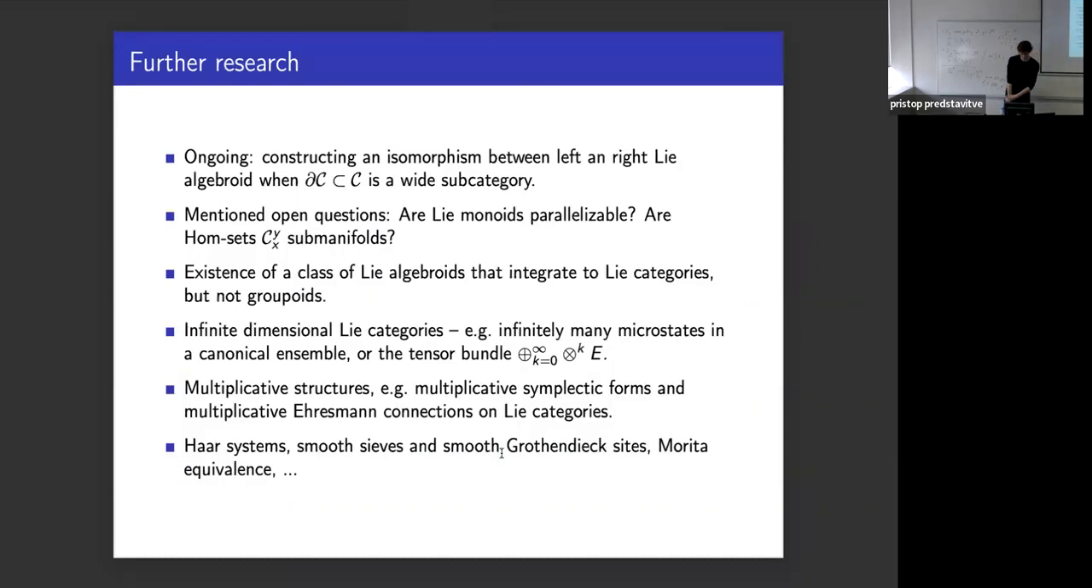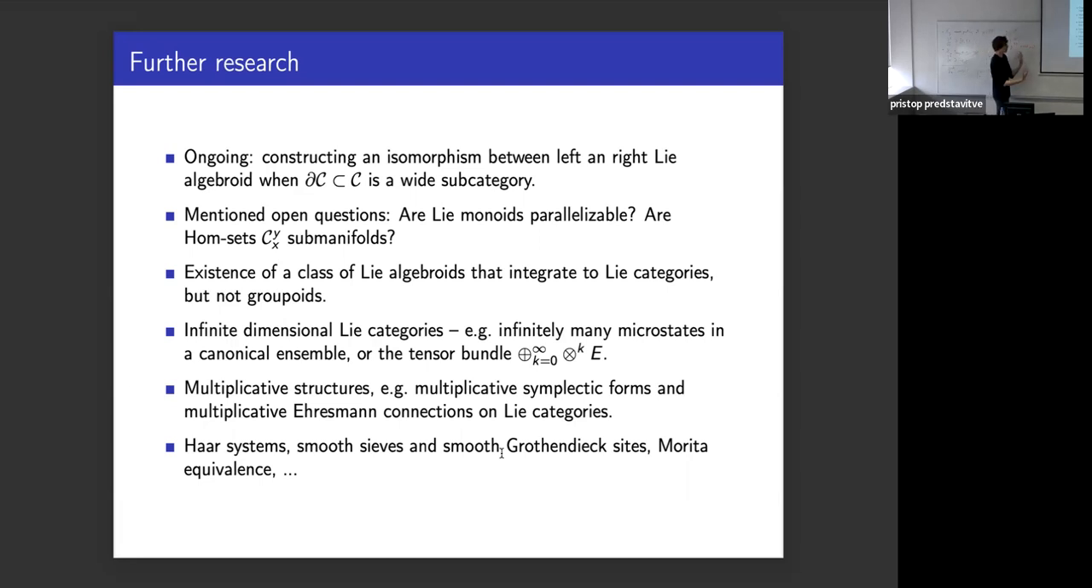All right, and so this is what I wanted to say in today's talk. There's a lot of possibilities for further research with regards to Lie categories. For example, the first one that's currently ongoing for me is the construction of an isomorphism between the left and right Lie algebroid when you have the boundary a wide subcategory. Then, of course, we have the mentioned open questions, whether Lie monoids are parallelizable, whether Hom sets are submanifolds.